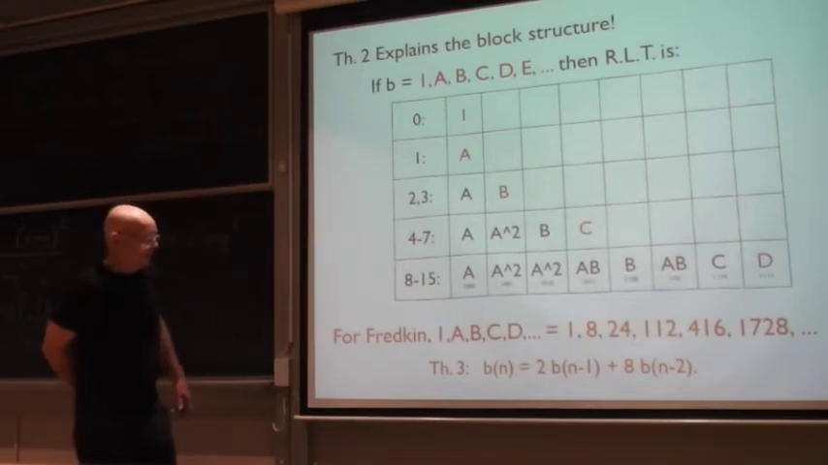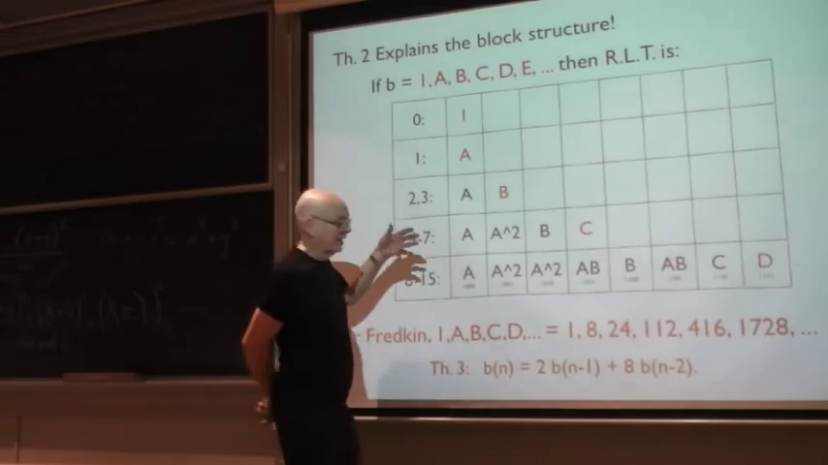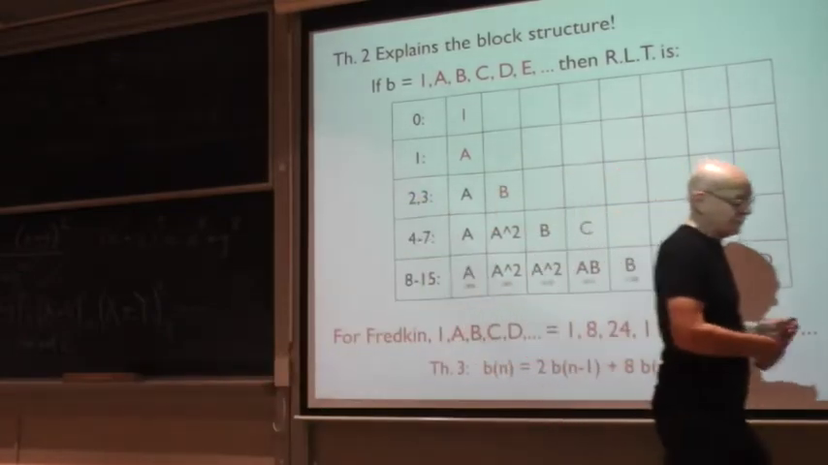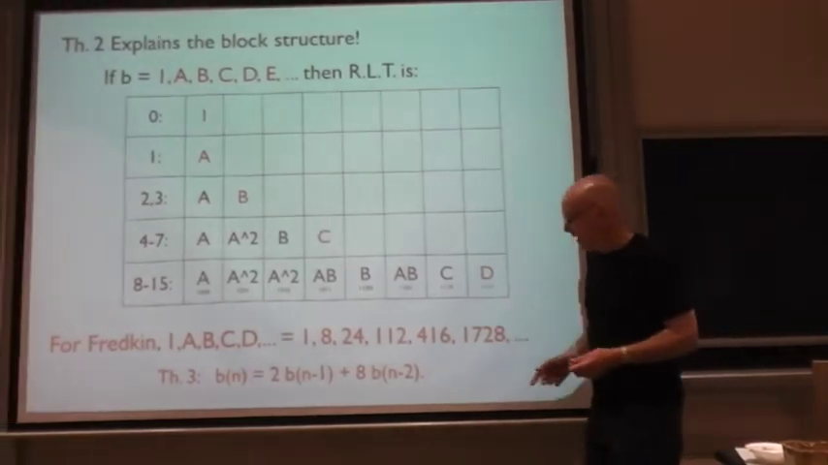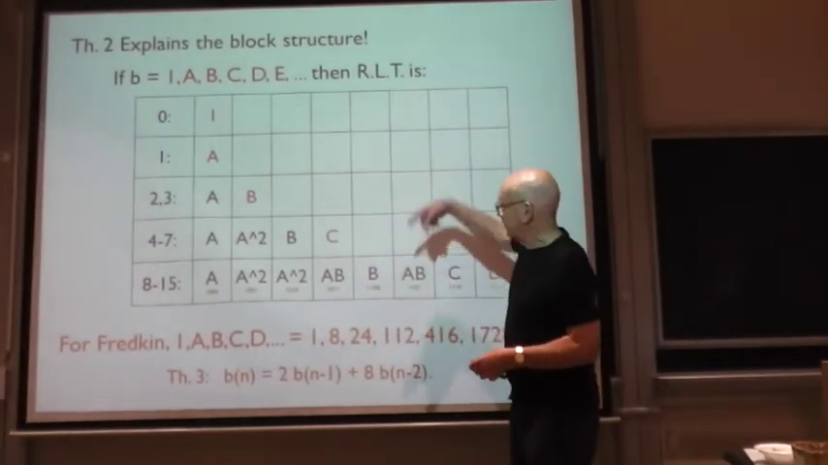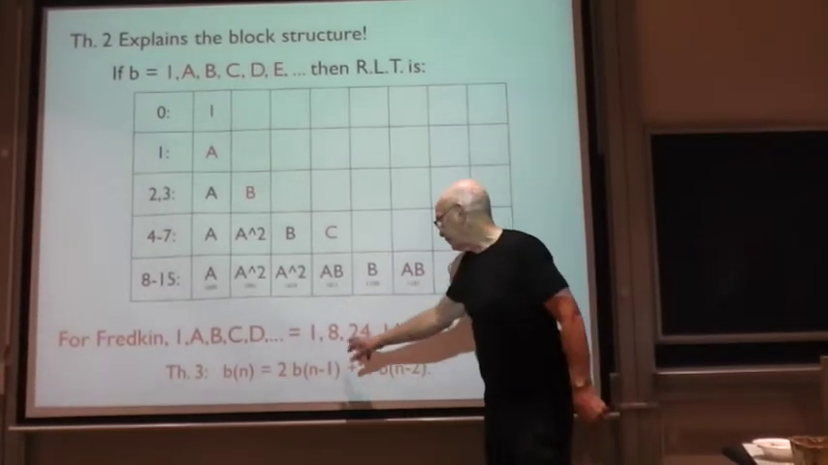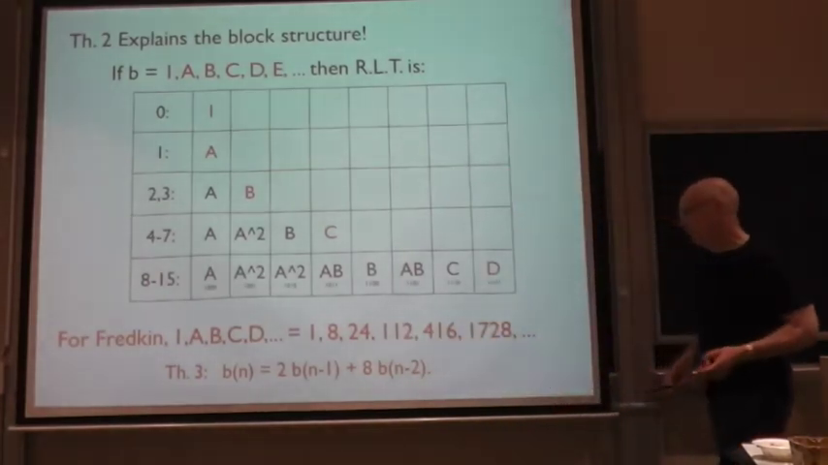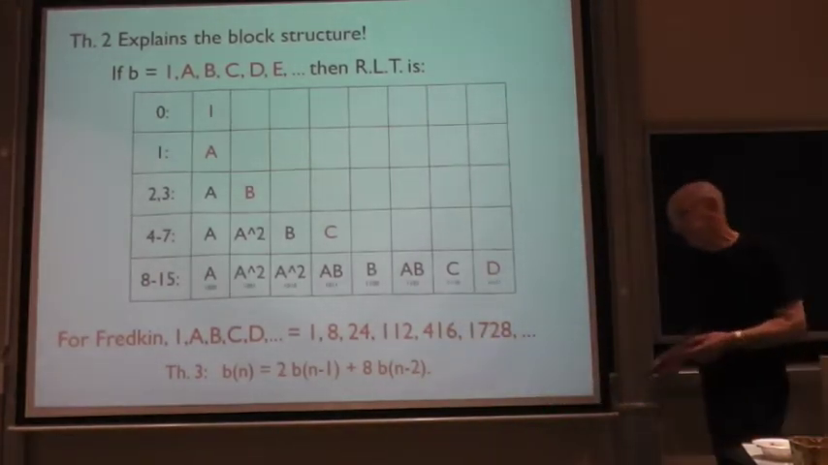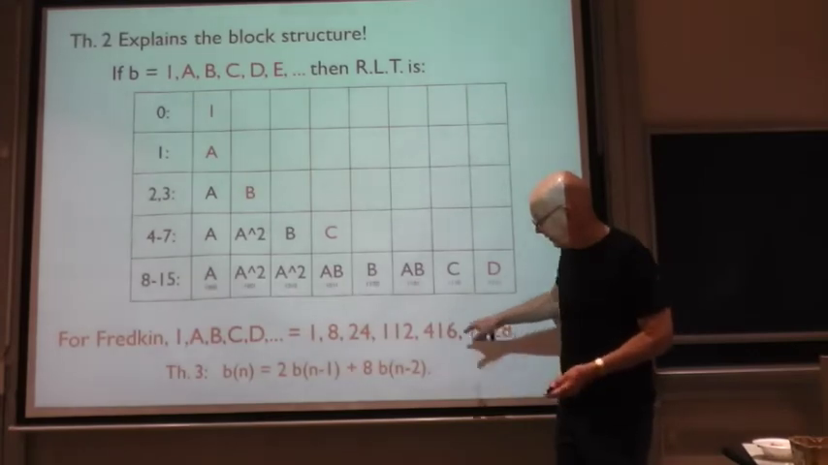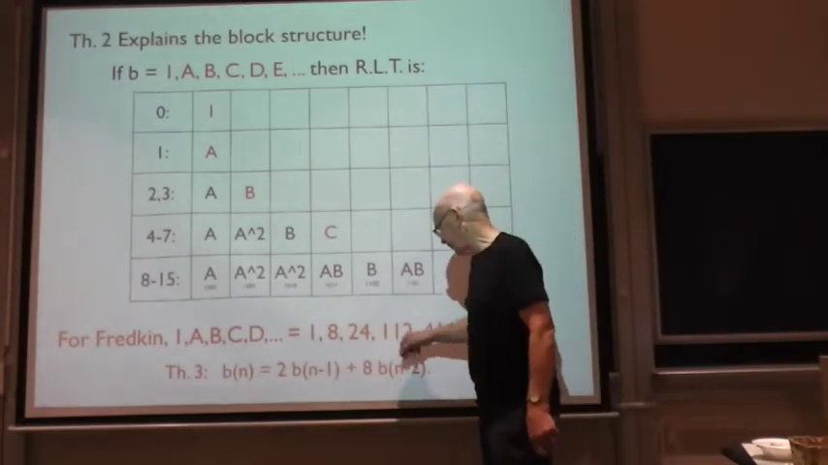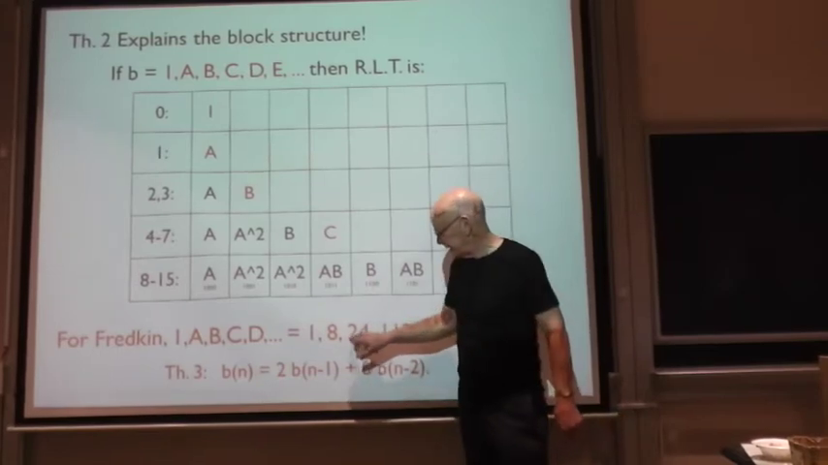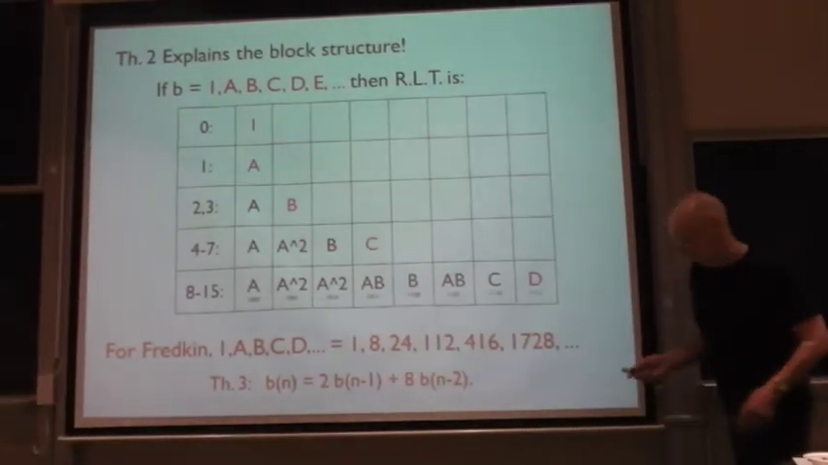And this explains some of the block structure of these cellular automata. For Fredkin's replicator, the underlying sequence, the driving sequence, is 1, 8, 24, 1, 1, 2, 4, 1, 6, 17, 28. And you can guess, if you stare at it, that this satisfies the rule that each term is the sum of twice the previous term plus 8 times the term before that.